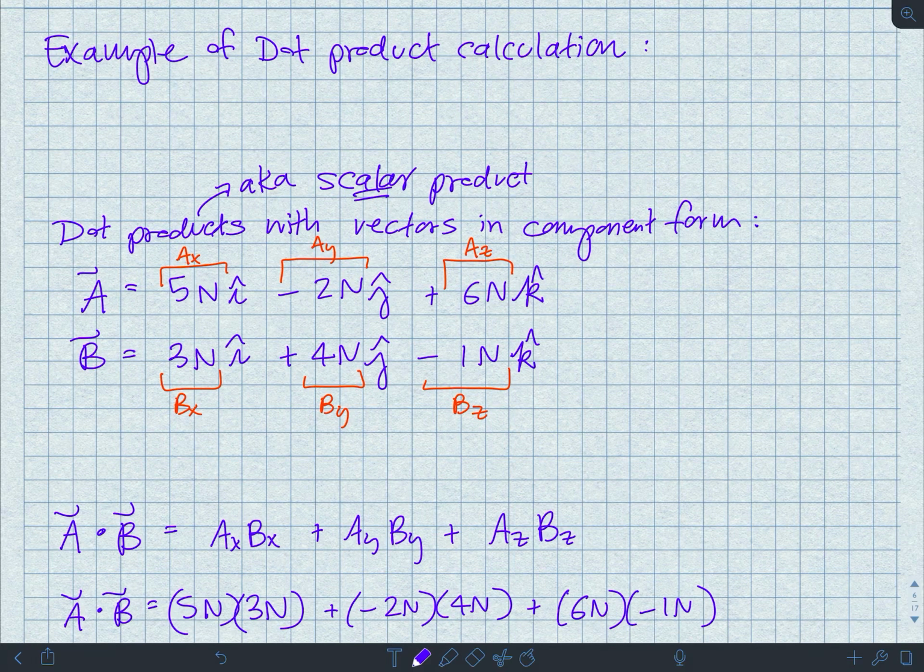All right, so I want to show you an example of a calculation with dot products that's a little bit different than the way that we've been looking at dot products so far, as the magnitude of each vector multiplied and then also times the cosine of the angle between them. So there's another way that you can do dot product calculations, and I want to show you this example.